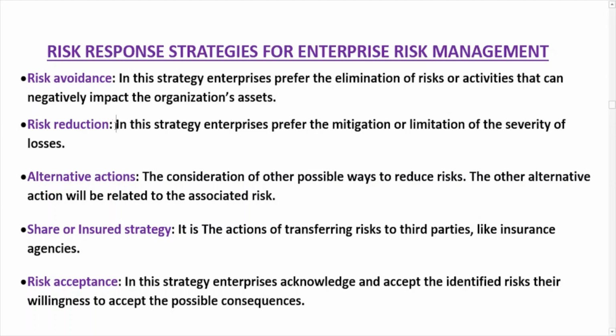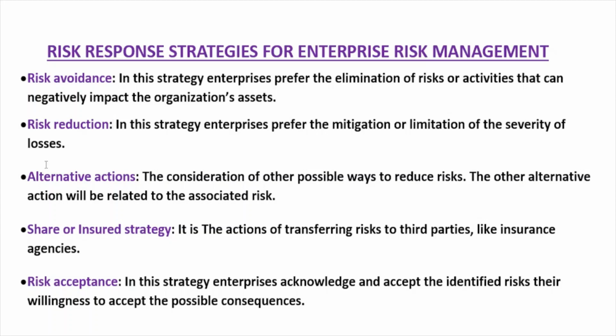Then we have risk reduction. In this strategy, enterprises prefer the mitigation, or you can say limitation, of the severity of losses. If you take an example for this, let's say ABC Enterprises that manufactures air conditioners found out that the circuit of their air conditioner model while testing has many issues. So the management of ABC Enterprise can plan frequent visits to their manufacturing department in order to identify potential problems early, in order to mitigate high future losses of their repair and maintenance.